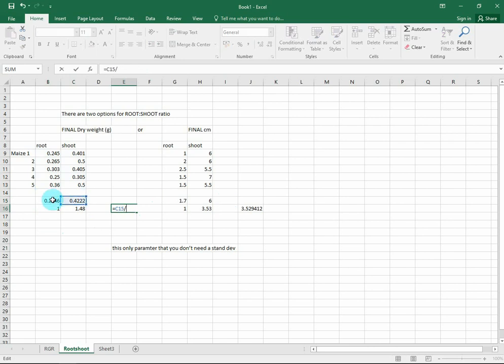You take your shoot divided by your root, or you take the bigger number divided by the smaller number. The bigger number divided by the smaller number. So the smaller number will always give you the 1, and then you'll get an average root shoot ratio of maize for final dry weight.